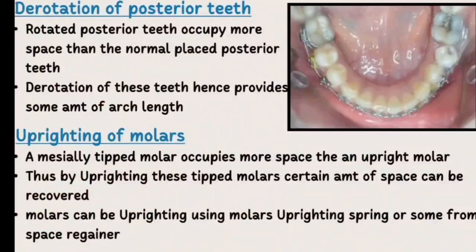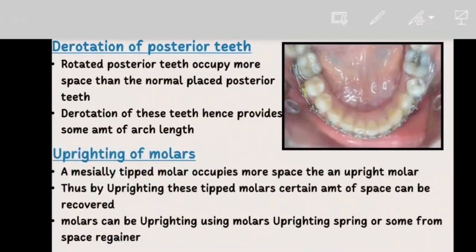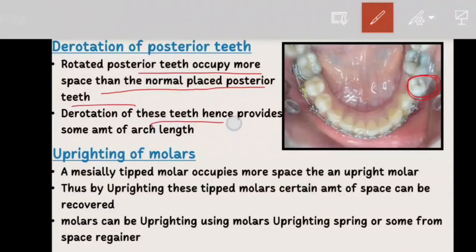Okay. Now next we see the derotation of the posterior teeth. So here the rotated posterior teeth occupy more space than the normally placed posterior teeth. So you can see this is the rotated premolar. Okay, so it will occupy more space. So derotation of these teeth hence provides some amount of arch length. Okay, so rotated teeth take more space. So by correcting the rotation, we can gain space.